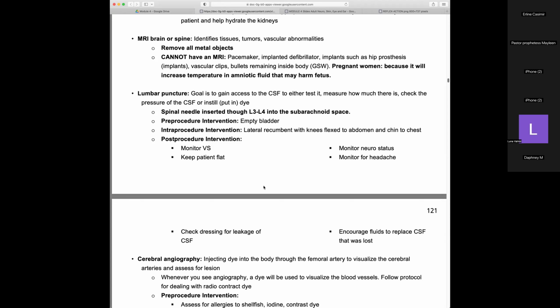For example, any magnetic object can become like a bullet in the MRI room. So even you, before you go in, you have to remove anything metal. Earrings, jewelry, your ID badge, any pen, because when I say it can fly through the patient's body, it can fly through someone's neck.